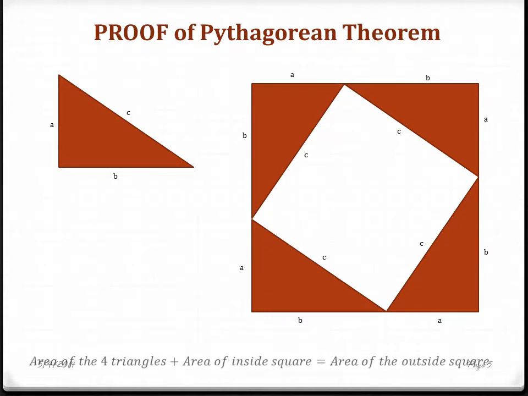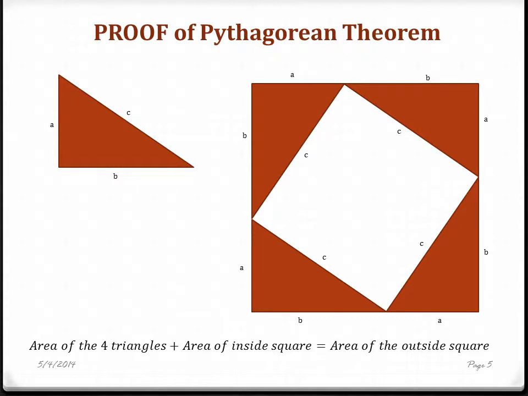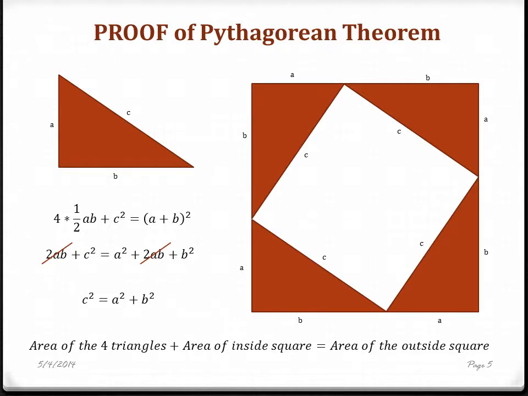Observe that the area of the 4 orange triangles plus the area of the inside white square should equal the area of the large outside square. Using the formula 1/2 base times height for the area of each of the 4 triangles and side squared for the area of the squares, we add the areas of all 5 inside pieces together and set their sum equal to the area of the large square containing them. Expanding the binomial (A plus B) squared and then canceling the like term 2AB from both sides, we find that C squared equals A squared plus B squared, which proves this theorem.